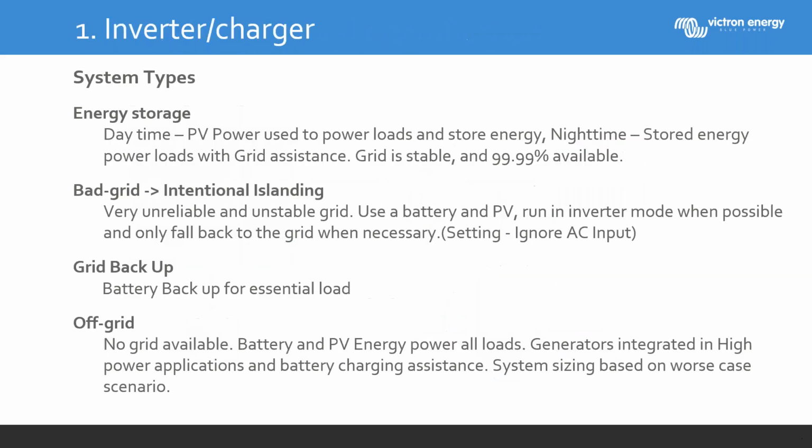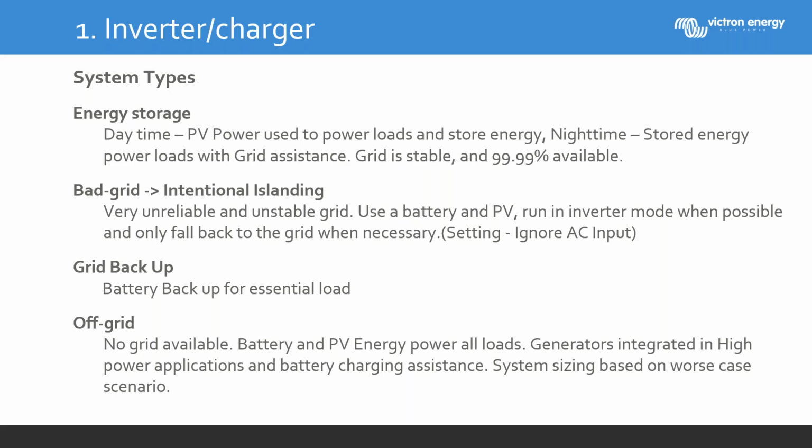The Victron inverter chargers are used in different types of installations. I've just spoken about the ESS or Energy Storage System market. That's where you obviously have grid. And then when the grid is totally available, we have the bad grid systems where the system is set up to do intentional islanding, where you choose to disconnect from the grid and only connect when you have certain scenarios happening, like a low battery situation or a high load demand. The setting we use there is called Ignore AC input.